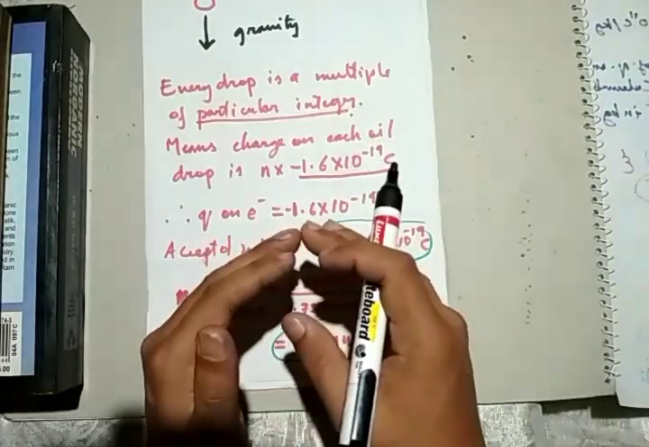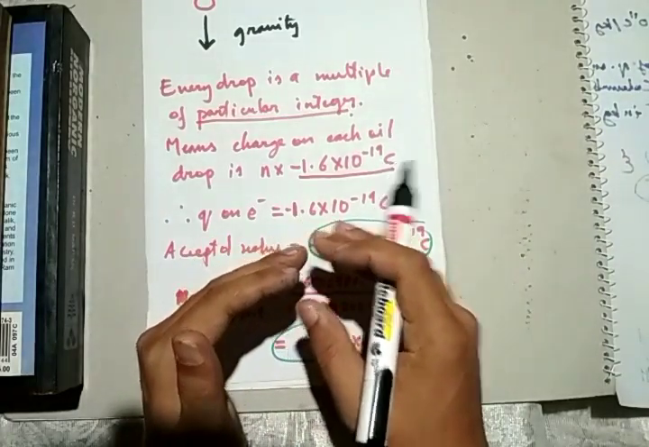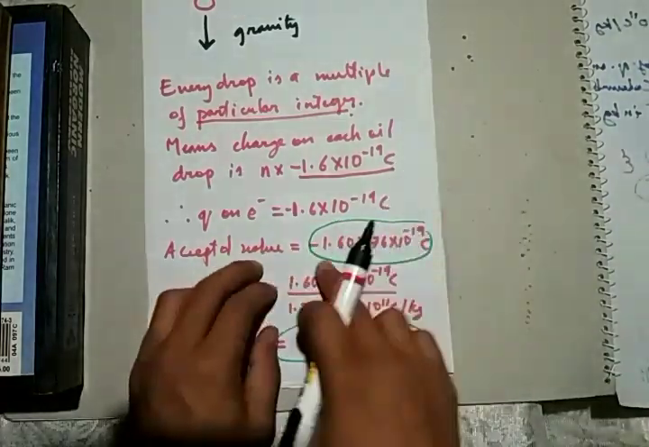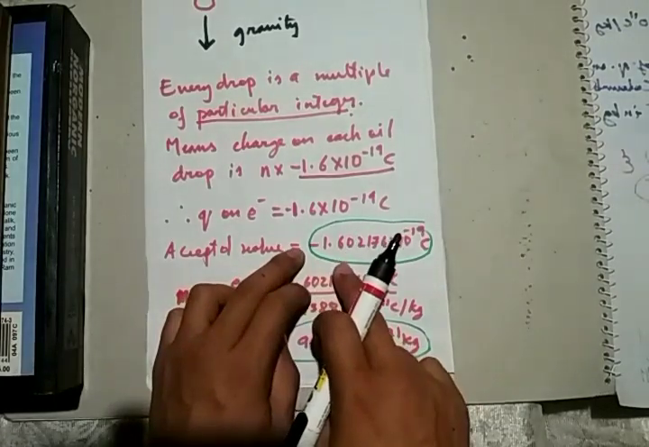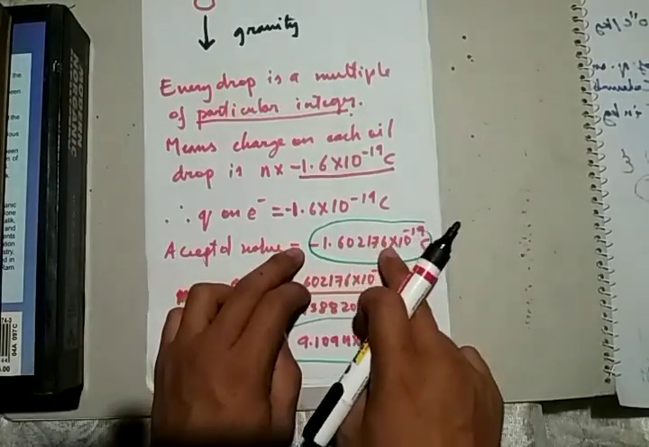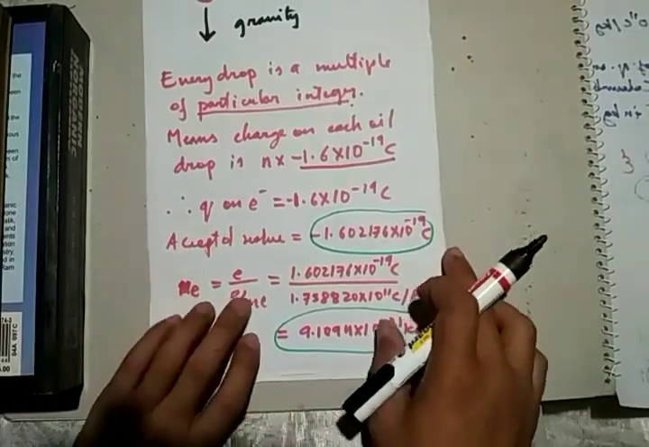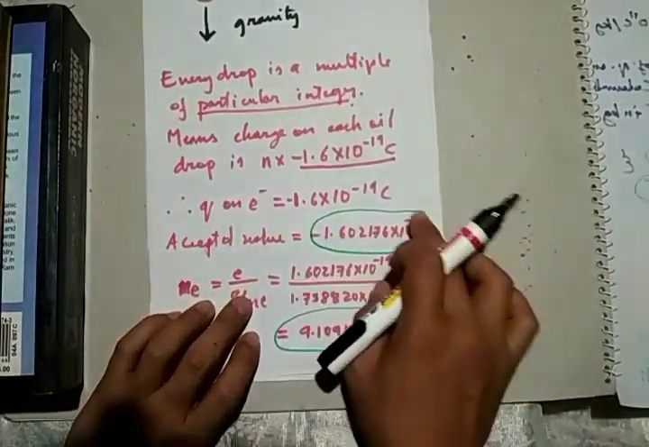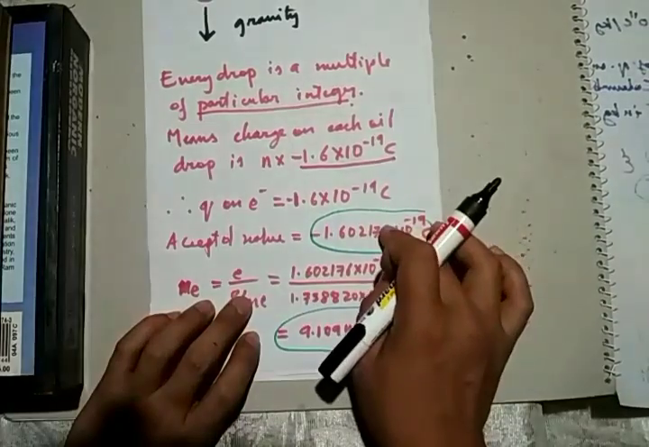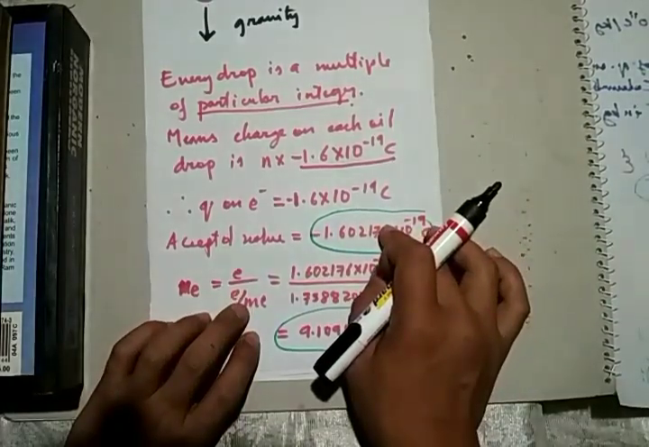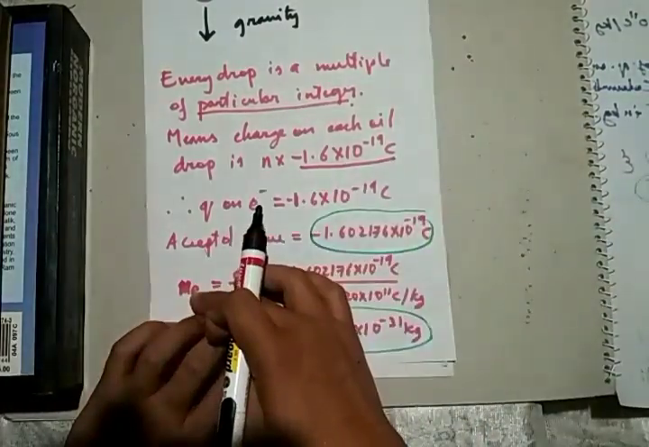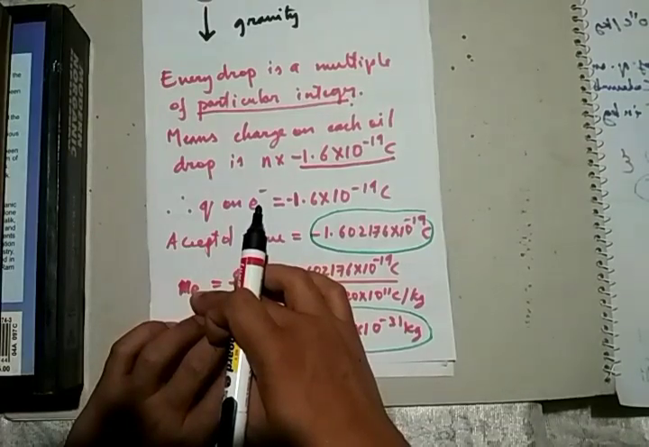However, the current accepted value is minus 1.602176 × 10^-19 coulomb. So since we found the charge on the electron, through this value we will be able to find out the mass of the electron.